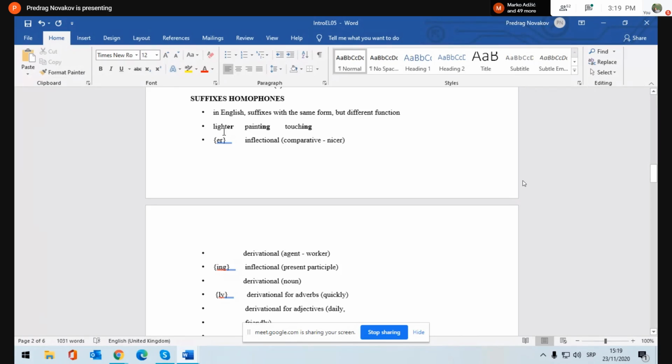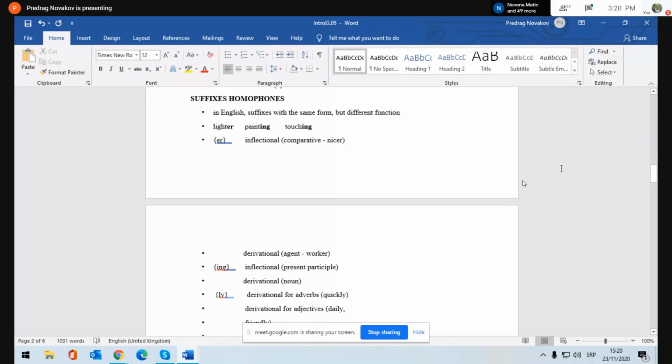Okay, so this ER first. Let's start with ER. It is inflectional if it is comparative, like in nicer. So if it is lighter, a comparative of light, then it is inflectional. But if it is derivational, if it denotes agent or worker, like lighter, the device which does something, lighter. Znači, da budem jasan, ako je komparativ, onda je inflektivan, ako je stvorena nova reč, you created a new word like a lighter, the device for cigarettes, it's derivational.